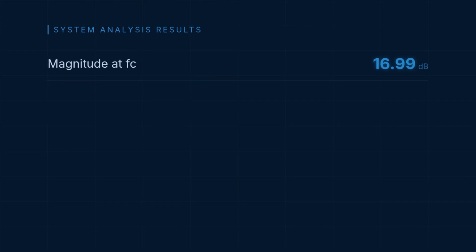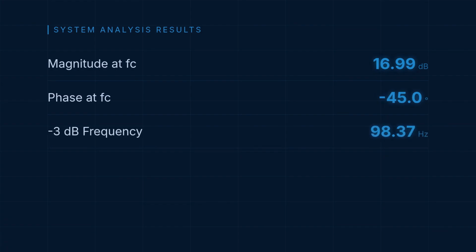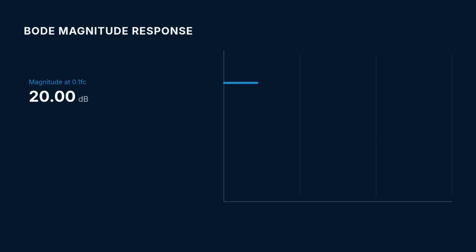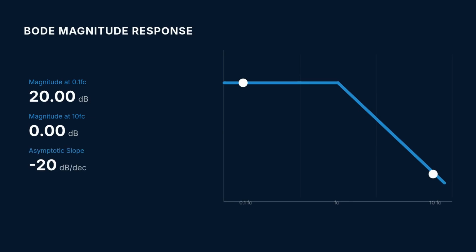The results show magnitude at FC is 16.99 dB, phase at FC is negative 45.0 degrees, negative 3 dB frequency is 100.0 Hz. Magnitude at 0.1 FC is 20.00 dB, magnitude at 10 FC is 0.00 dB, and asymptotic slope is negative 20 dB per decade. These values confirm our first-order pole response behavior.